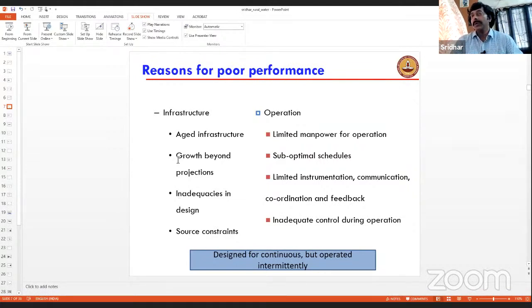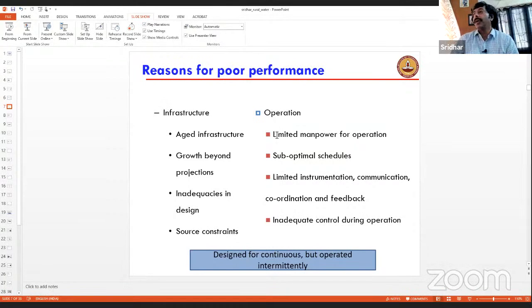This is especially true in many Indian and other countries' cities, and even rural areas in many parts of the world. There could be inadequacies in design because the designs were probably not done in a very scientific or rational manner. And that could be, of course, the most important thing that Paini mentioned: there's not enough water at the source. So this is as far as the infrastructure is concerned.